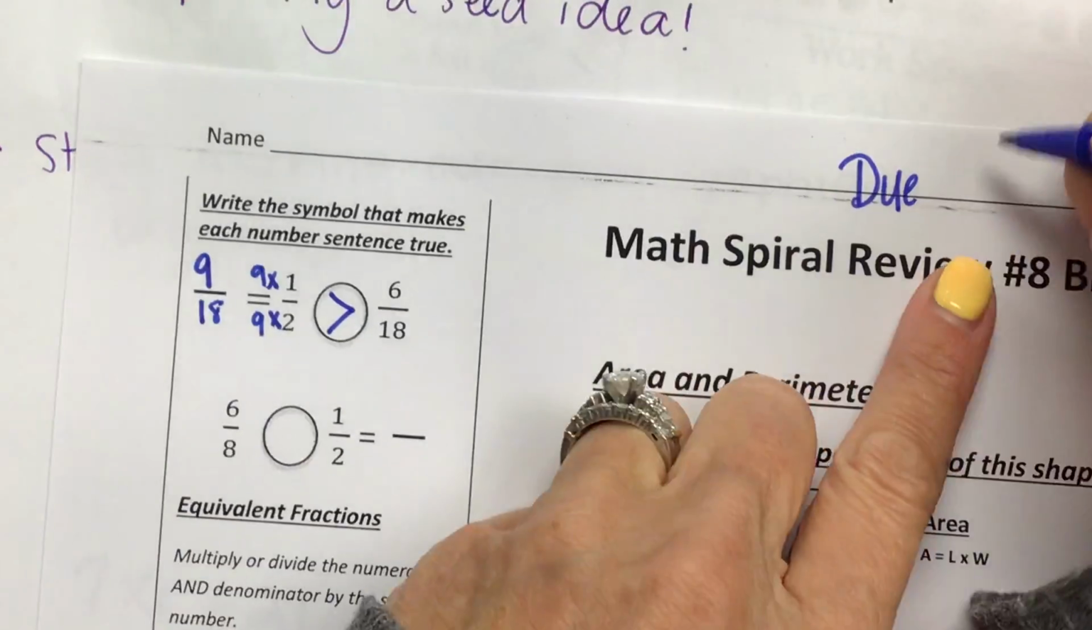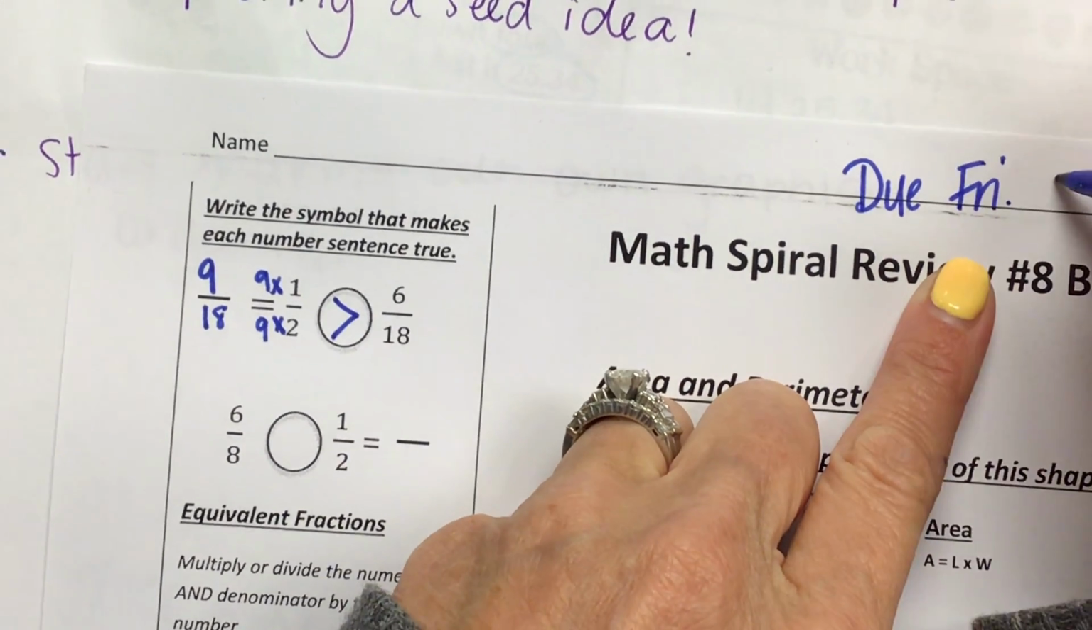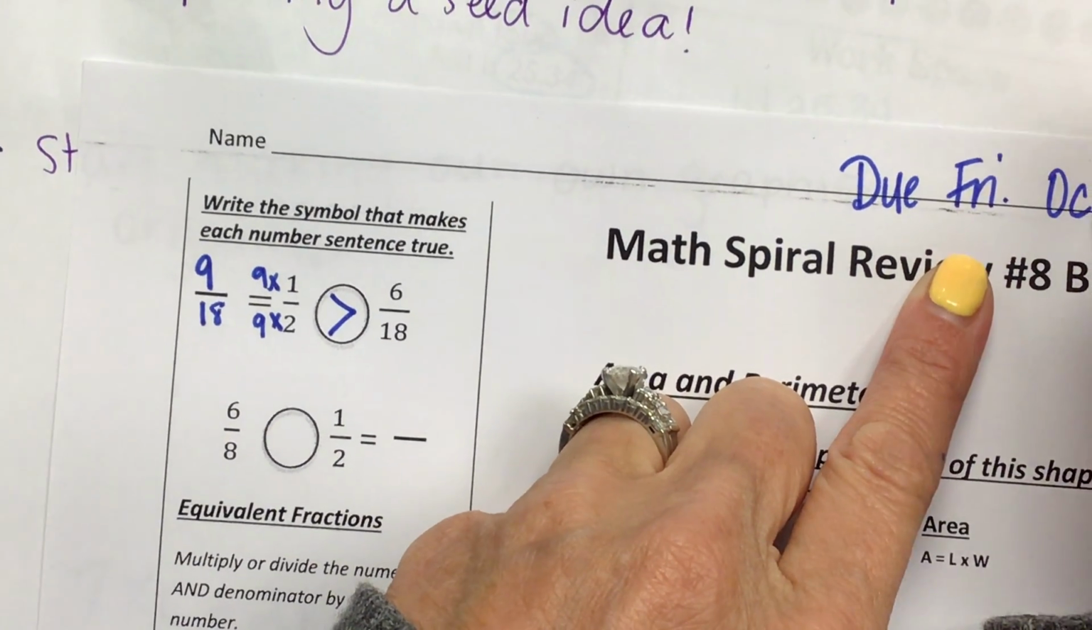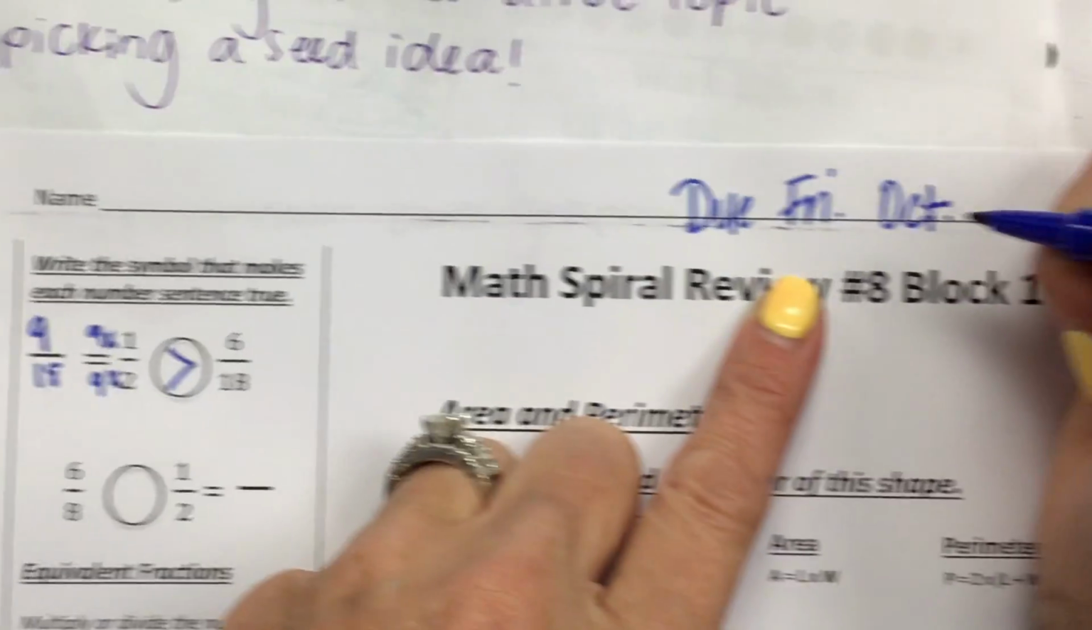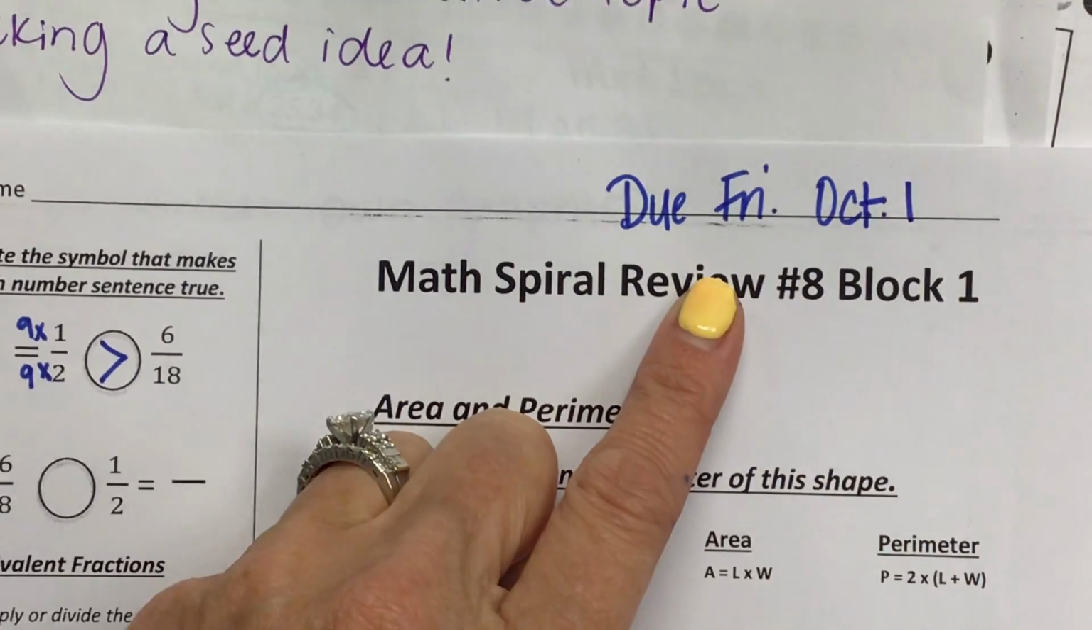Okay, also I forgot to write the due date. I can't believe we're writing a date in October. This is due Friday, October. Is it 1st or 2nd? Okay.